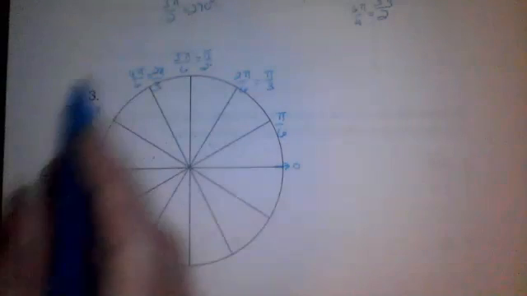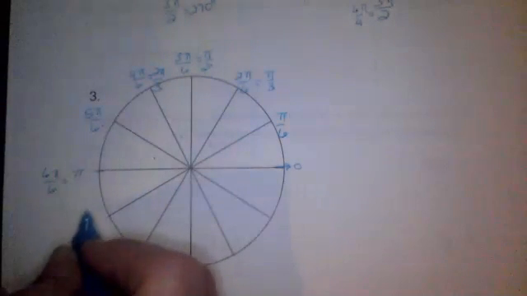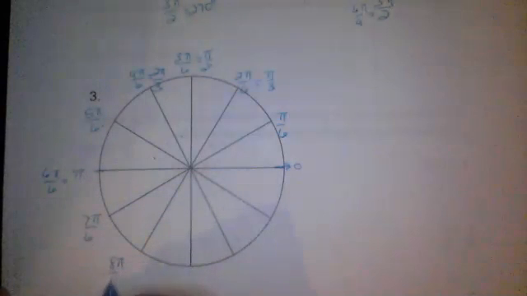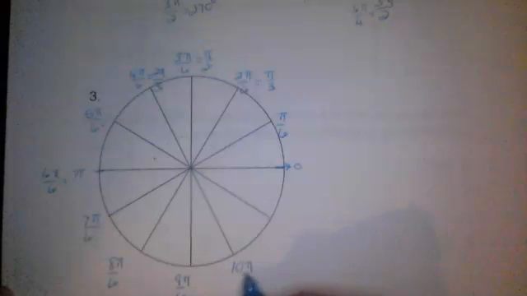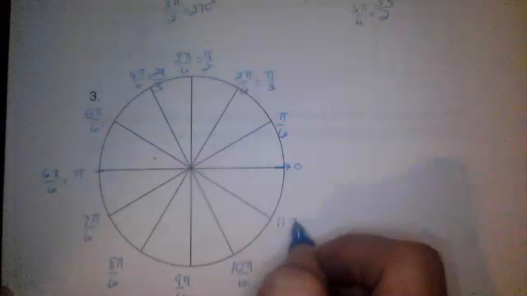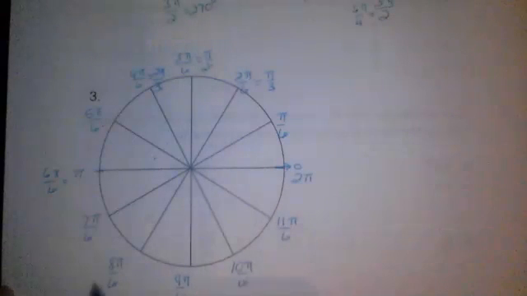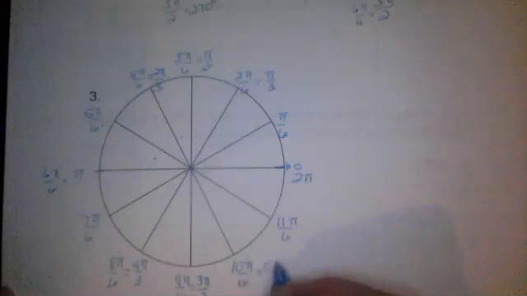Okay, so if we keep it going around the circle, next would be 7 pi 6, 8 pi 6, 9 pi 6, 10 pi 6, 11 pi 6, and then 12 pi 6, which is 2 pi. So this 8 pi 6 reduces to 4 pi thirds, 9 pi 6 to 3 pi halves, 10 pi 6 to 5 pi thirds, 11 pi 6 doesn't reduce.